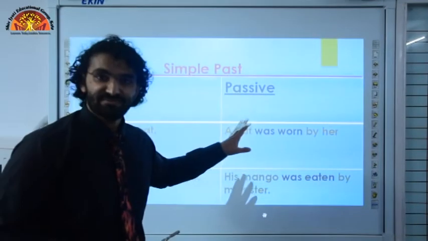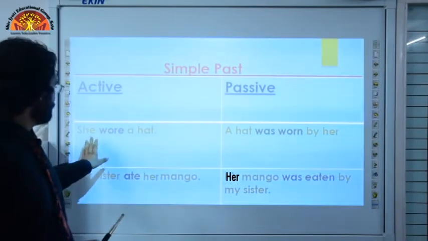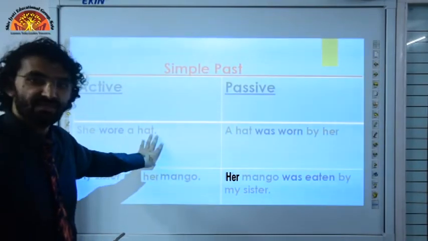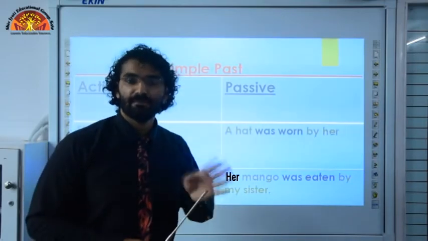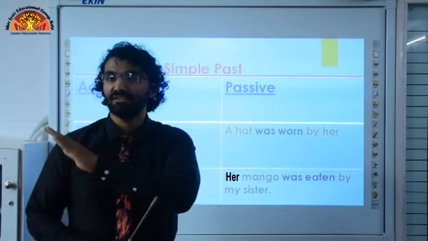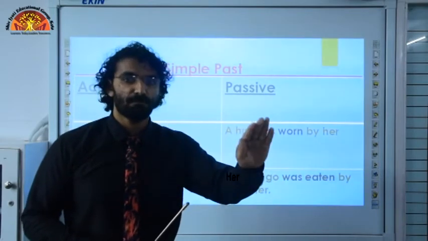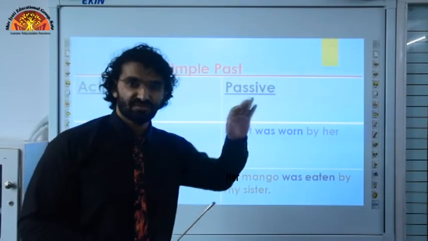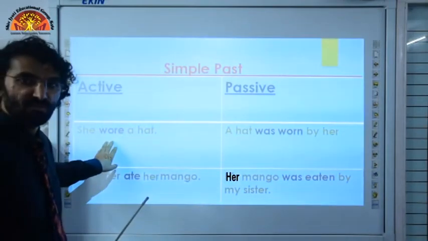Simple past. We will talk about simple past now. She wore a hat. A hat was worn by her. Okay, you remember simple present? She wears a hat. A hat is worn by her. Simple past. Okay, here the form of verb will be changed. The past form of verb will be used.